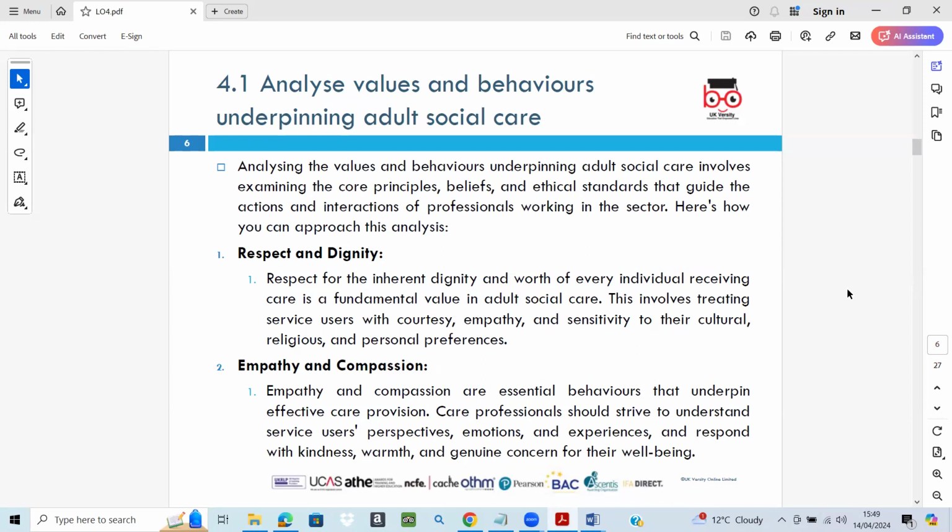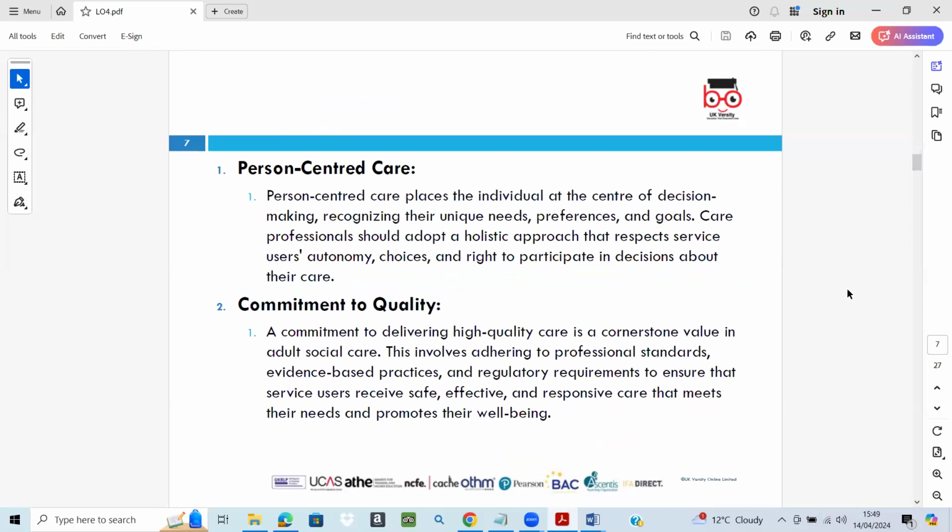Right. So now we will move to the next slide. In the next slide, we have person-centered care and commitment to quality. Okay. So, person-centered care recognizes that each service user is an individual with unique needs, preferences, and goals. By adopting this approach, we respect their autonomy and choices and actively involve them in decisions about their care. This not only enhances their sense of control and satisfaction, but also often leads to better health outcomes.